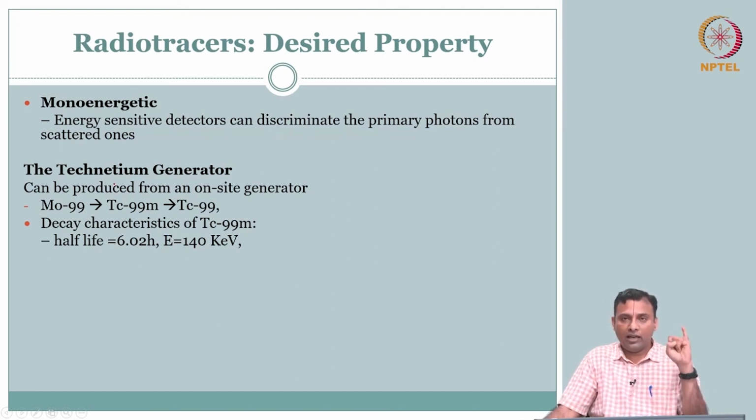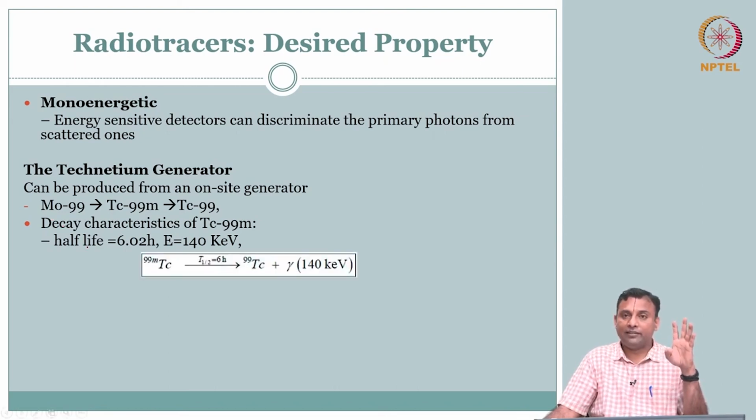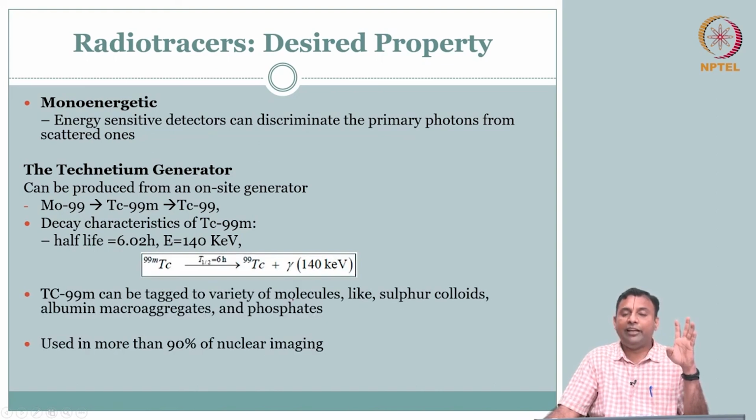So you have gamma decay, okay, modes of decay, gamma decay, good. Then monoenergetic, good. Half life, neither too long nor too short, good. Safe, it can be labeled with several things, right? So it can be tagged with a variety of molecules like sulfur colloids, albumin, phosphates. So you see already that it checks out most of the desirable properties, and therefore more than 90% of nuclear imaging studies use technetium.